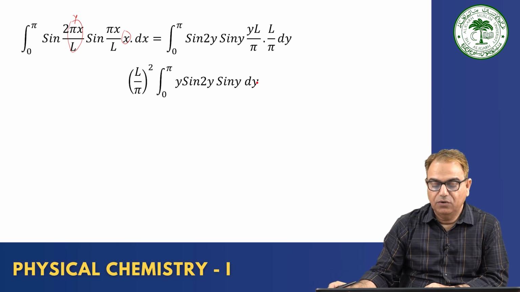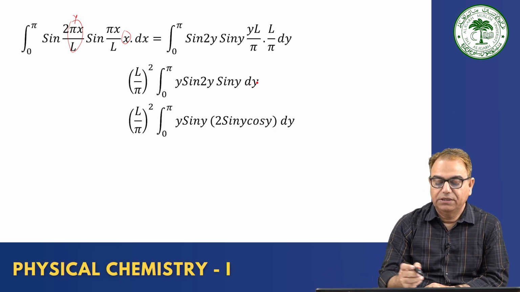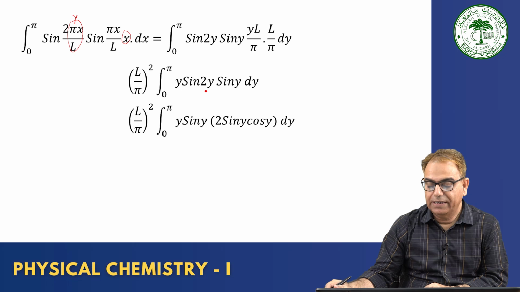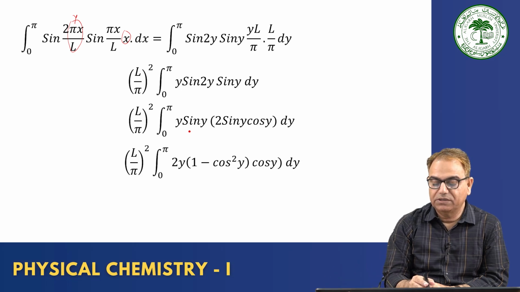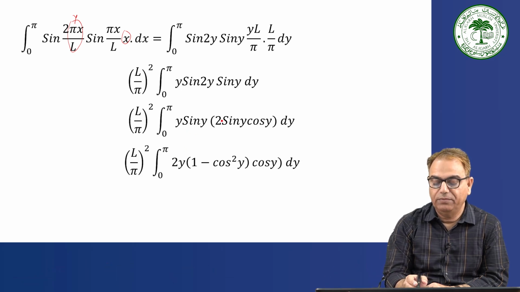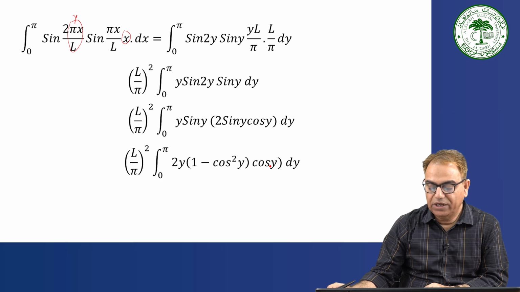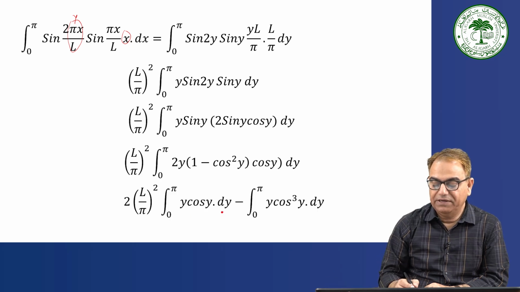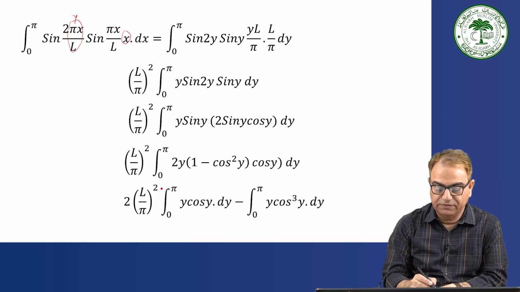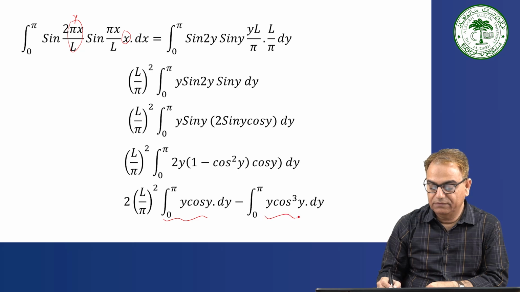Okay. And now what we can do is 0 to pi y sine y into 2 sine y cos y, I can write for this one, sine 2y. And then this will be what? Sine 2 I have taken outside, so 2y, and then sine square y I can write as 1 minus cos square y, and then 2 cos y. So you have y cos y dy, one integral, and another integral y cos cube y. So it is like this one. Okay. So this integral you have to solve, and this integral you have to solve.